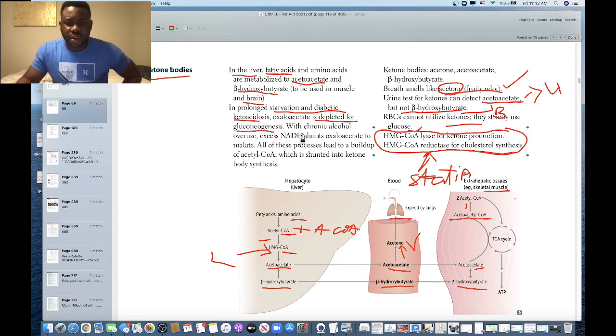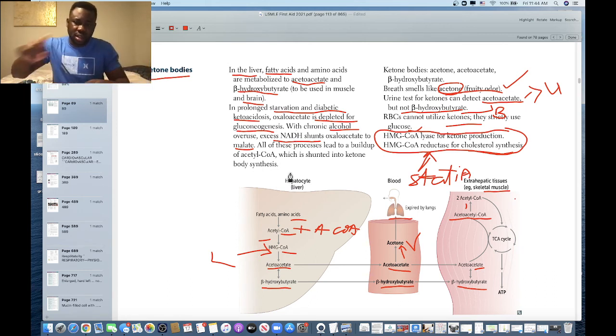Now, another thing that we didn't talk about is chronic alcohol overuse. If somebody drinks a lot of alcohol and is chronic, we said that there will be excess NADH, and that excess NADH shunts oxaloacetate into malate, because NADH means that there is a high energy state, so the TCA cycle will slow down. We need NAD plus, which is a low energy state, so that the TCA cycle can be running.